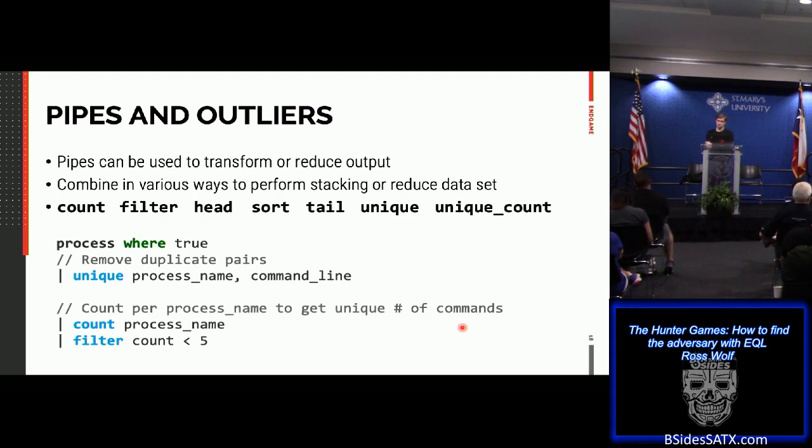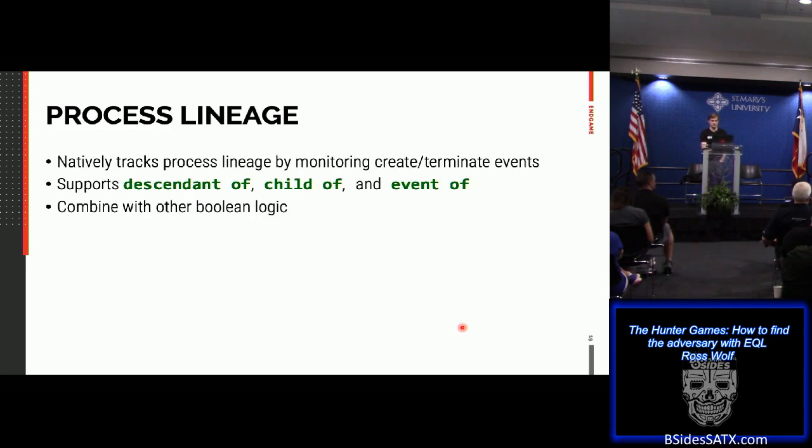So the thought here would be, could you figure out things that have command lines that are very predictable? And if they normally have fewer than 5 command lines, maybe you could watch for deviations. But this is just one example of something you could do with a couple pipes.